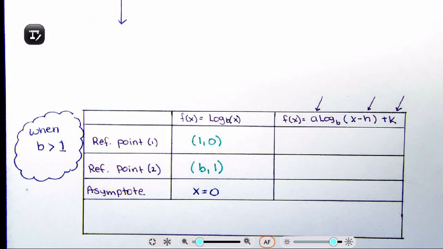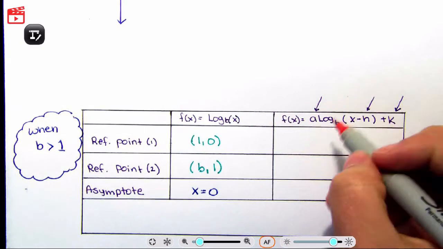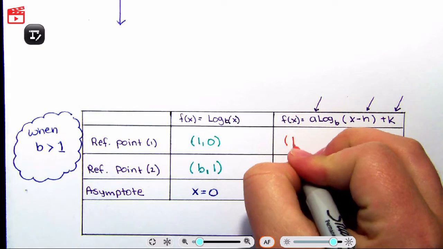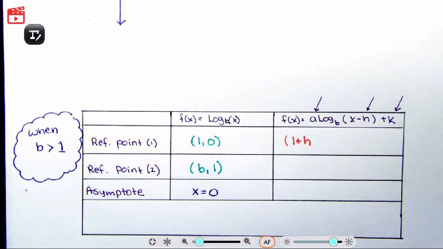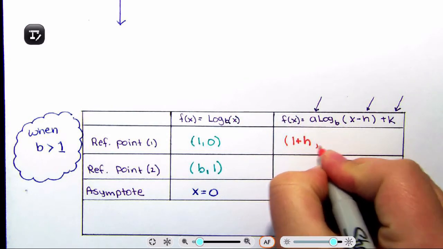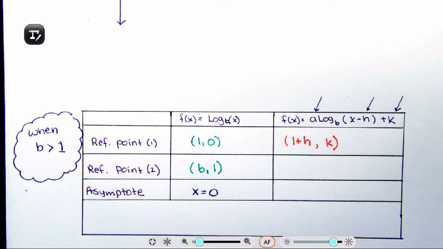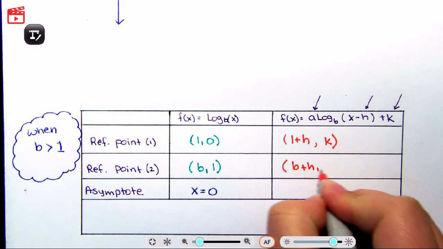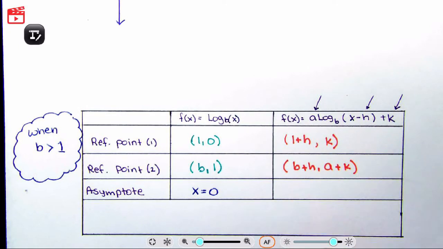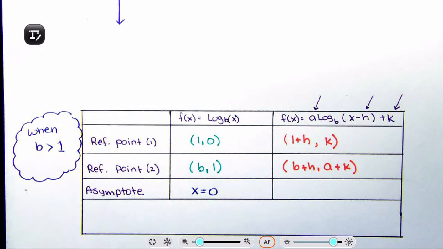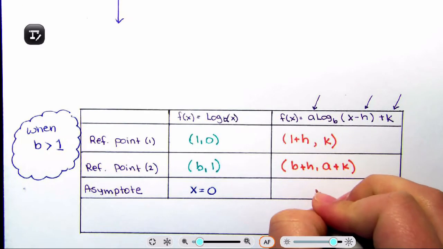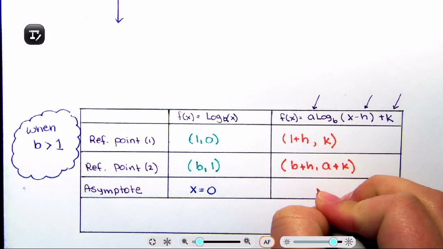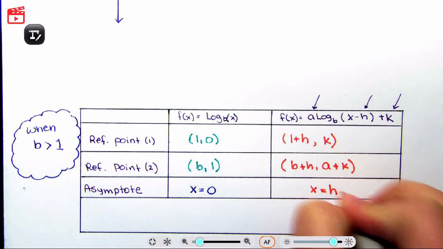All right, let's talk about reference points one more time, this time including our transformations. The first reference point is going to be altered by adding h or minusing depending on what the h is. But you're going to add h to that value, comma, k. The secondary reference point gets changed to (b plus h, a plus k). And the asymptote, this is where you don't let this confuse you with the original exponential asymptote, and that is our h value instead of our k.